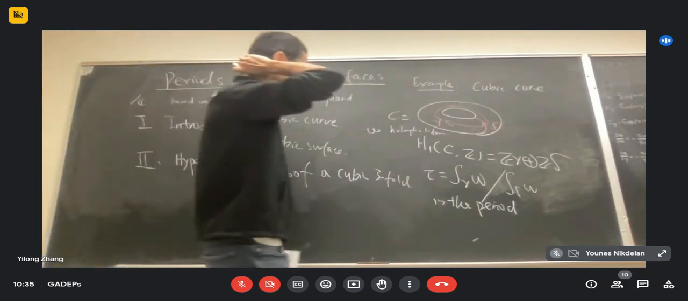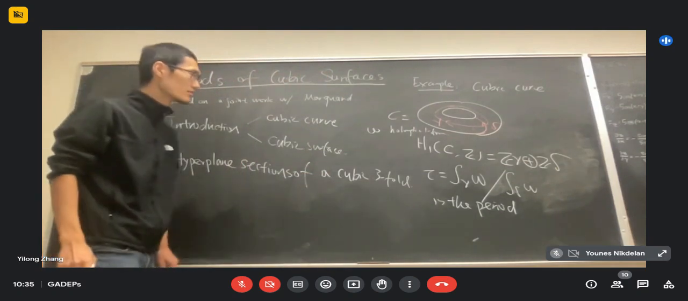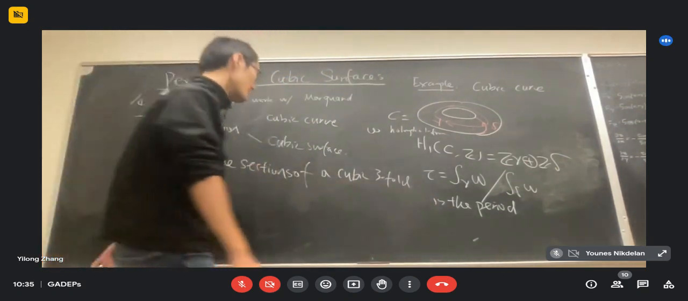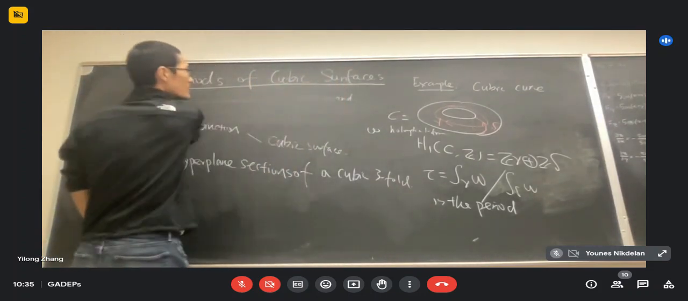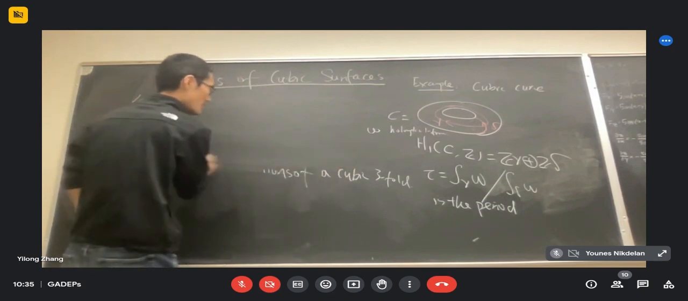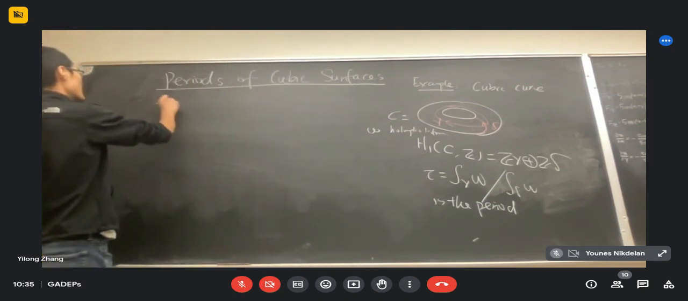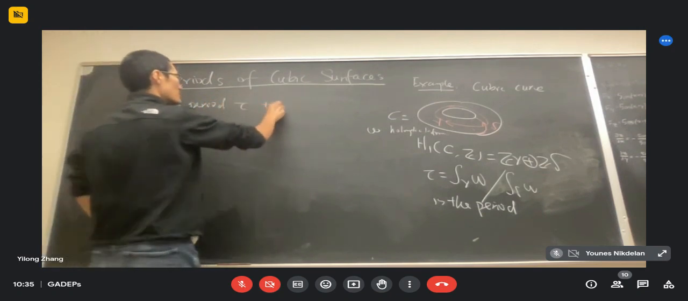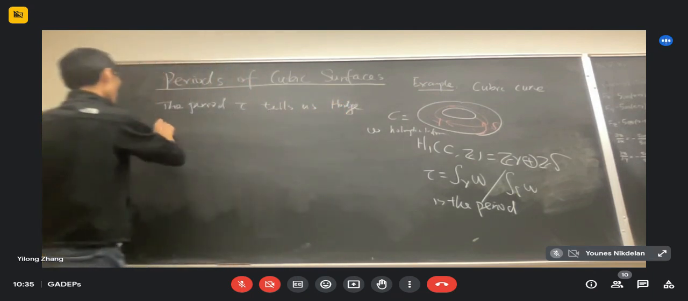So this sort of tells us the Hodge structure of this elliptic curve. So this period tells us the Hodge structure.